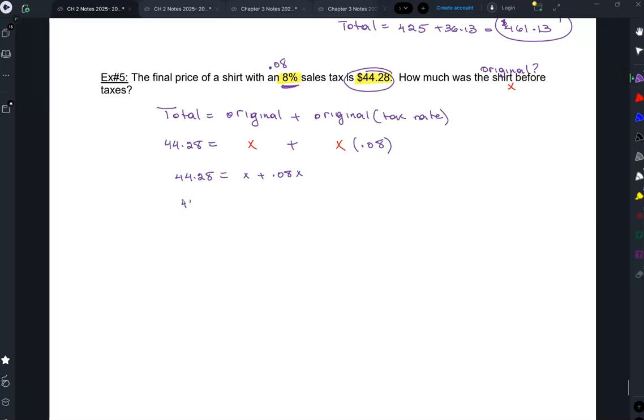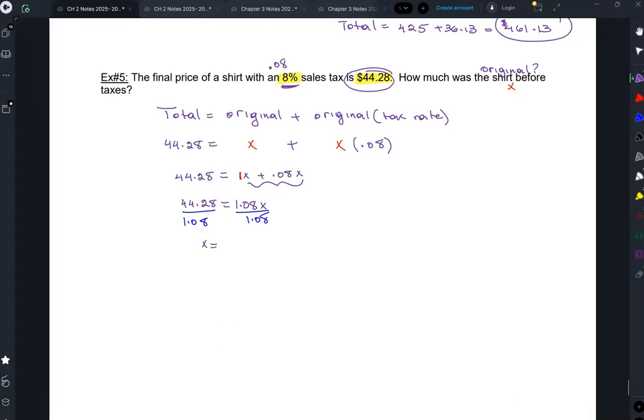So now, this is 44.28, and now I need to combine this somehow, right? These are like terms, something X plus something X. So I need to basically add the coefficients, right? The coefficient of this one is 0.08. What's the coefficient of the first X? That's a 1, right? So it's 1x plus 0.08x. That's 1.08x. Okay. So now, divide by 1.08. Divide by 1.08. What's x?